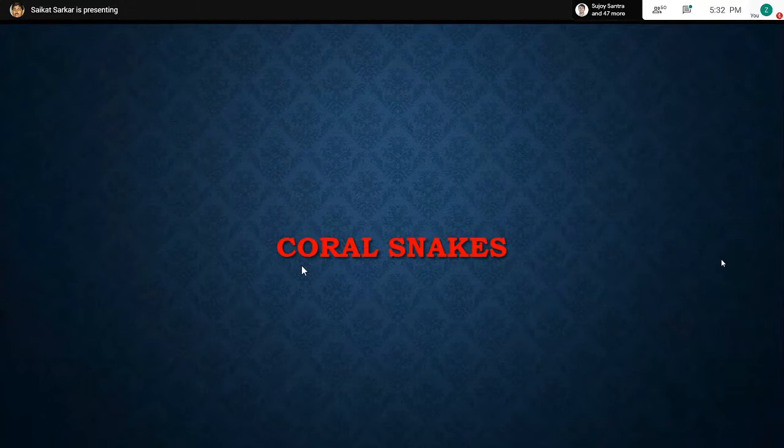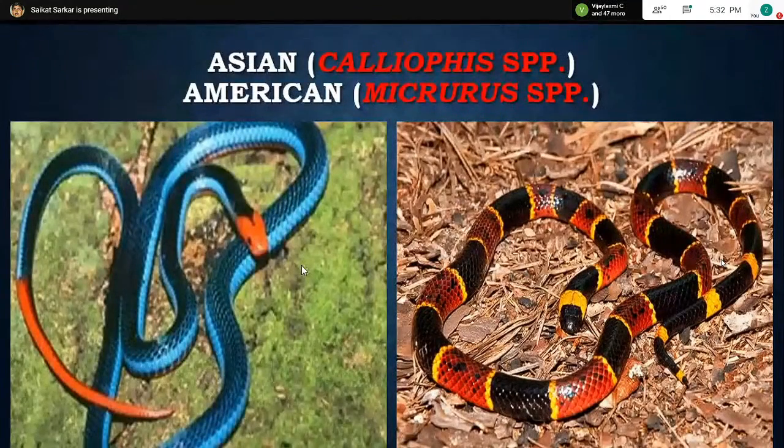Now, another category of elapid, another general name. This group of snake is known as coral snakes. These are elapids. There are many species of coral snake. There are American coral snakes. There are Asian coral snakes. All the Asian coral snakes are now treated under one genus, that is Calliophis. And the American ones are put under Micruroides. Now, this is Asian and this is American genus.